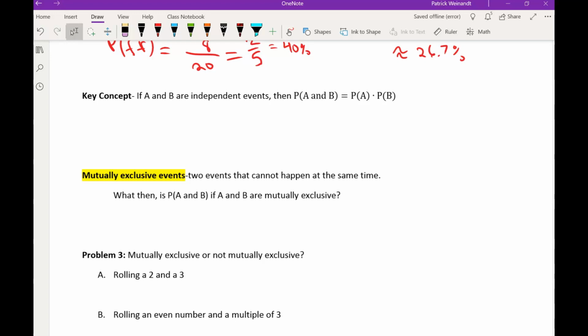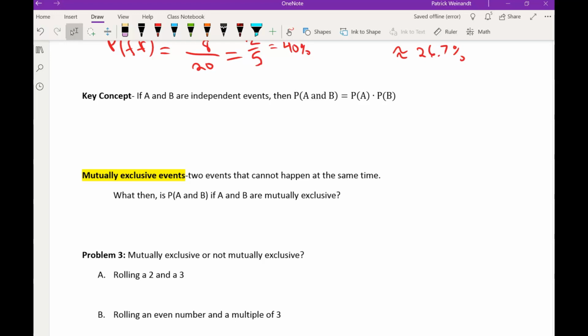It can't be freezing and 70 degrees Fahrenheit at the same time. Those are mutually exclusive. Okay, so they're two events that cannot happen at the same time. Well then, what is the probability of A and B occurring if A and B are mutually exclusive?